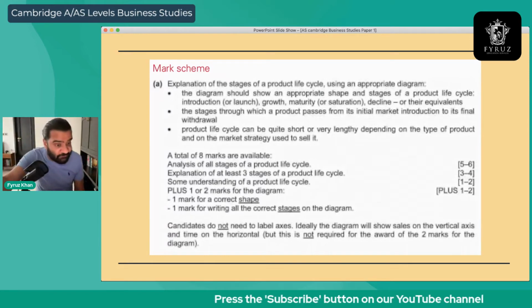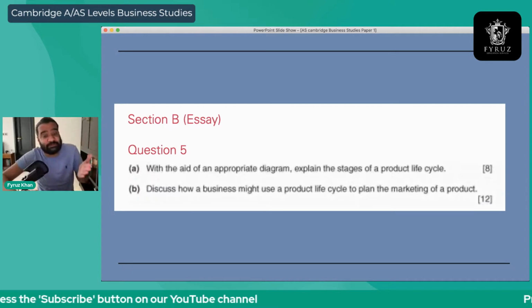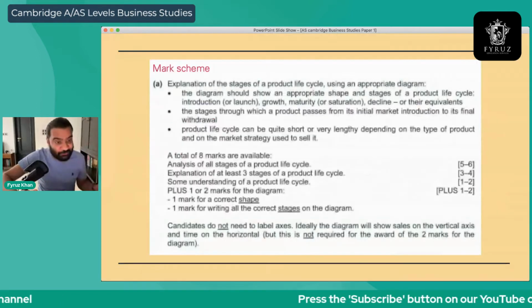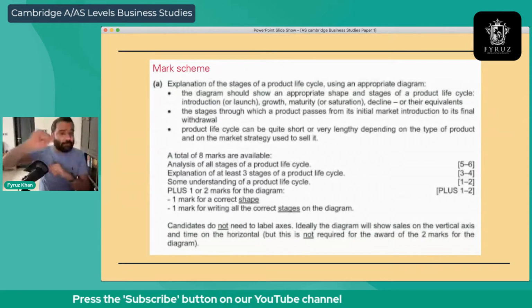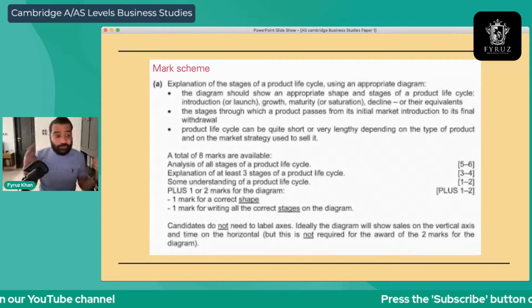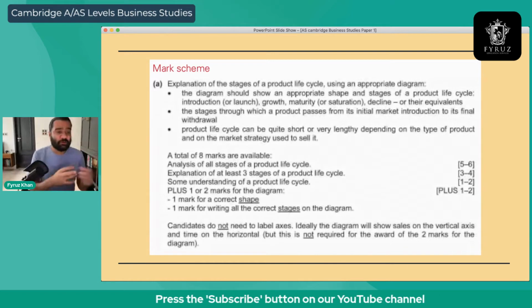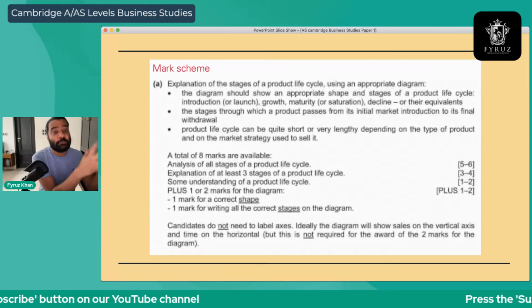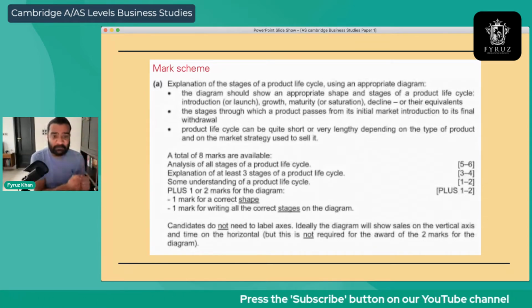First of all, they've asked you to write with the aid of an appropriate diagram. Aid means with the help of a diagram. So you need to have a diagram, and we know for product life cycle we have a diagram. We have a diagram for Maslow's theory. We have a diagram for break-even chart. So don't forget. We have a diagram for critical path analysis. So there are 4 or 5 diagrams in A level business studies. You want to practice before you go to the exam hall. These diagrams are quite important.